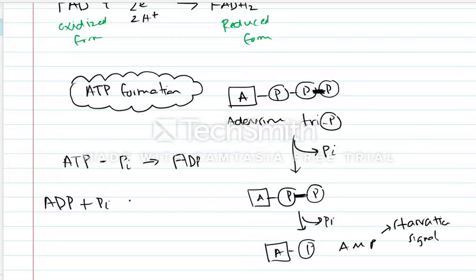So a general reaction that takes place all the time in cellular respiration is ADP, adenosine diphosphate, plus Pi makes ATP. This is called the phosphorylation of ADP. You're putting a Pi, an inorganic phosphate, onto the ADP to make ATP.